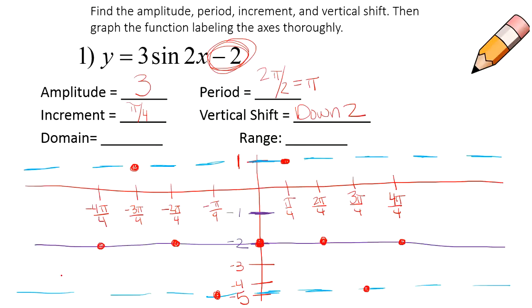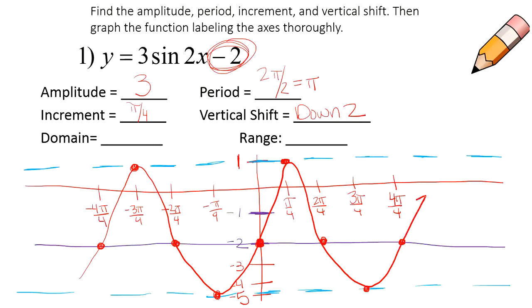So it looks like we're going to do something like this. Like that. So my domain, guys, is still -infinity to infinity, but your range is a little different. Notice we are bouncing between -5 and 1. So my range is from -5 to 1. So you're going to want to be kind of careful with your vertical shifting because that does change your range a little bit.